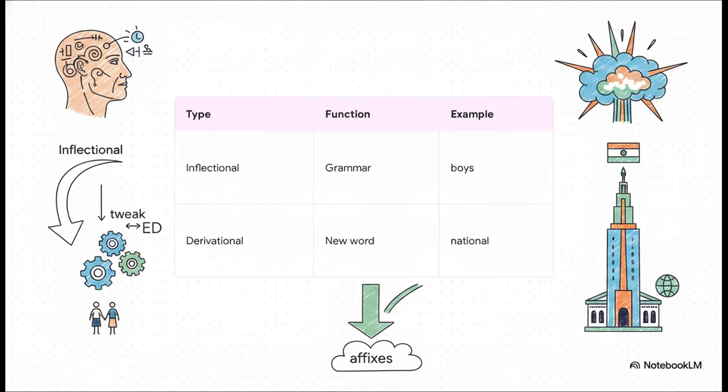Derivational affixes, though, are way more powerful. They build entirely new words, or they completely change the part of speech. If you add al to the noun nation, you derive the brand new adjective national.